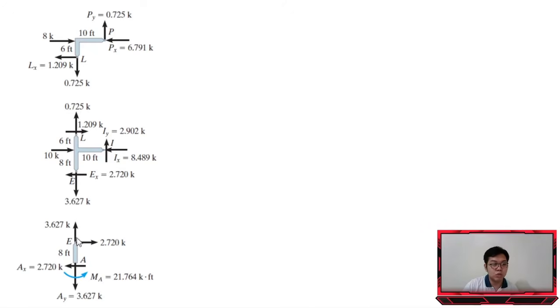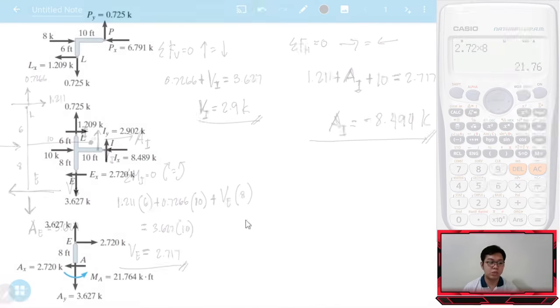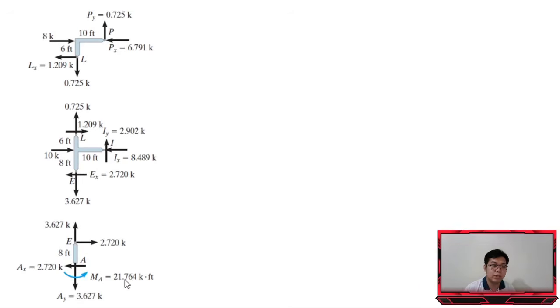So, MA is simply equal to 2.72 multiplied by 8. So, ano yung 2.72 multiplied by 8? I think pwede natin i-calculator, no? So, 2.72 times 8. So, that is actually 21.76, which is same din dito, 21.76. Likewise, yung reaction dito, yung RAV natin is simply equal to dito 3.627. Ito yung mahirap kunan, yung 3.67 yan. And then yung lateral force natin sa baba is simply equal to the shear dito, 2.72.